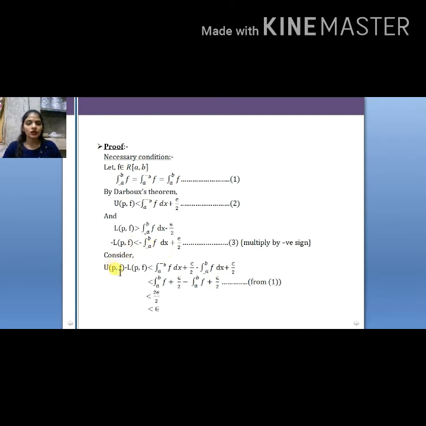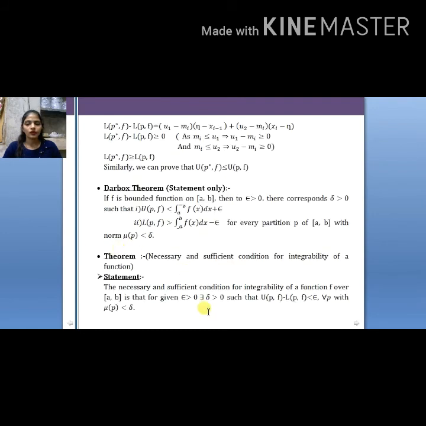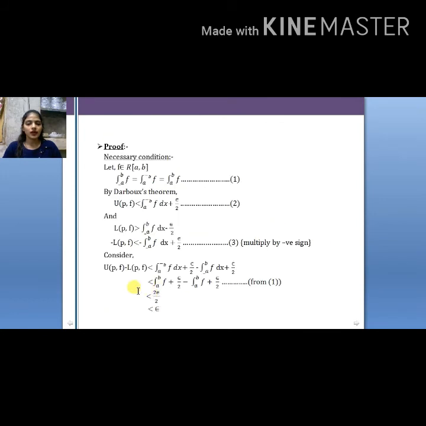Now consider UPF minus LPF. We have to prove UPF minus LPF is less than epsilon. We consider the LHS, that is UPF minus LPF. Then we put the value of UPF from equation 2. We get UPF is strictly less than integration from a to b bar f dx plus epsilon by 2. This value we put here.